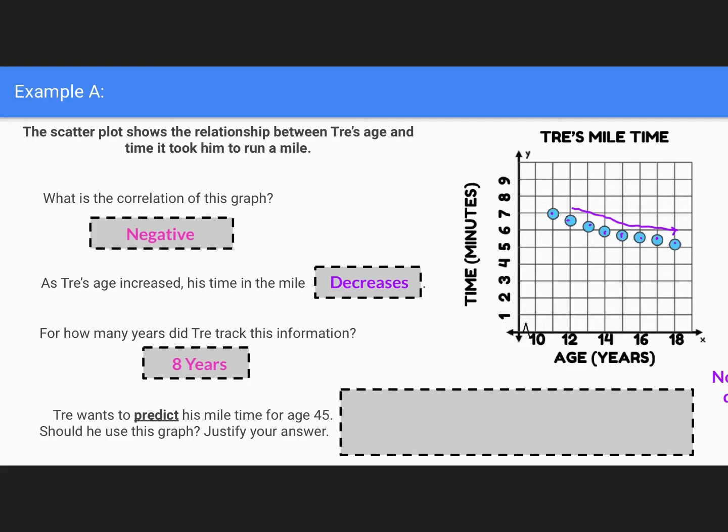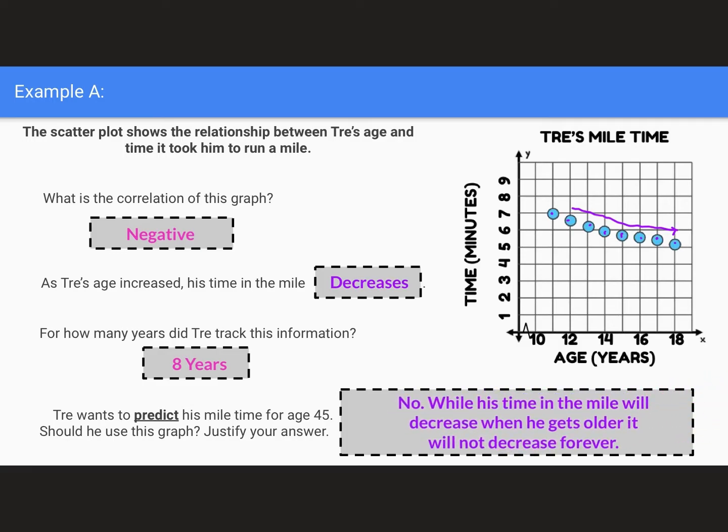And justify your answer. So for us, we're going to determine, well, could he use this to predict his mile time at the age of 45? And as most of us know, the older we get, stronger, bigger, the faster we can run, but that's not going to be forever, right? The older you get, eventually you get to the point where you begin to lose speed, begin to slow down. So, no, while his time in the mile will decrease, we all agree with that, when he gets older, it will not decrease forever. So this graph is showing a consistent decrease, right? But we can't say that that's going to take place forever, because by the time he's 45, he's probably not going to run at the same speed as he did when he was 22, or even when he was 18.